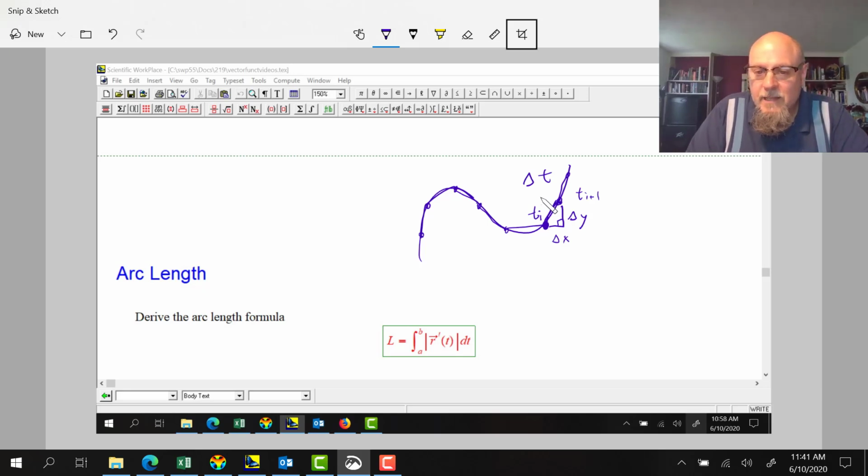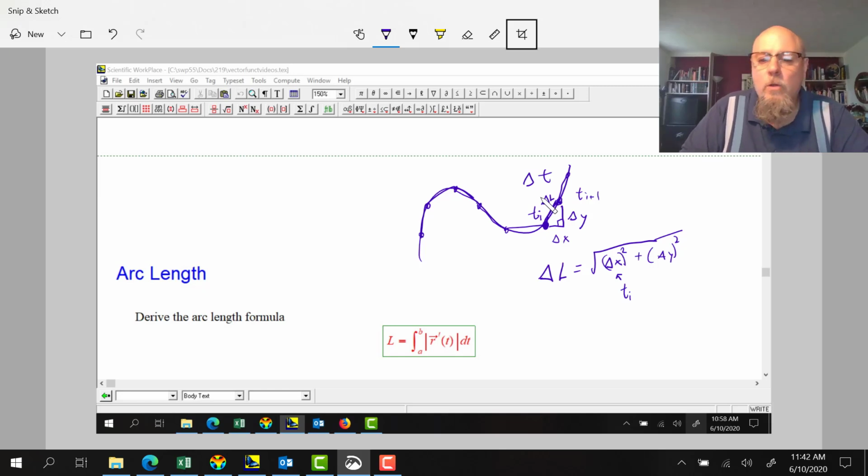This little change, I'm going to call the little change in L, the distance in the length: how much the arc length has increased from this point to this point. Little change in L is equal to, by the Pythagorean theorem, the square root of the change in x squared plus the change in y squared. There's the little change in L. That's this distance, from time t_i to the next time, t_(i+1).